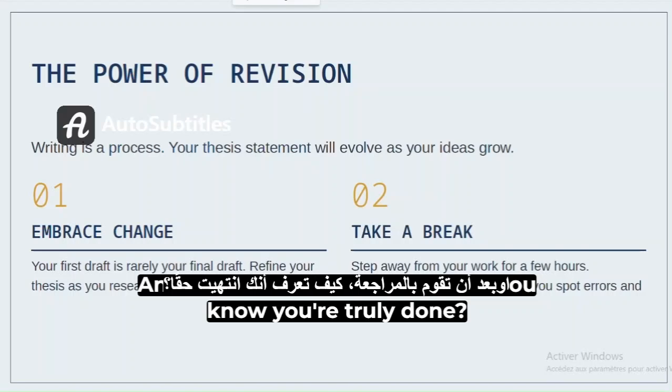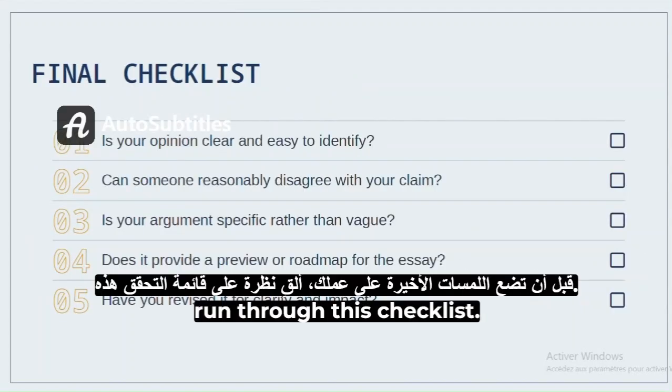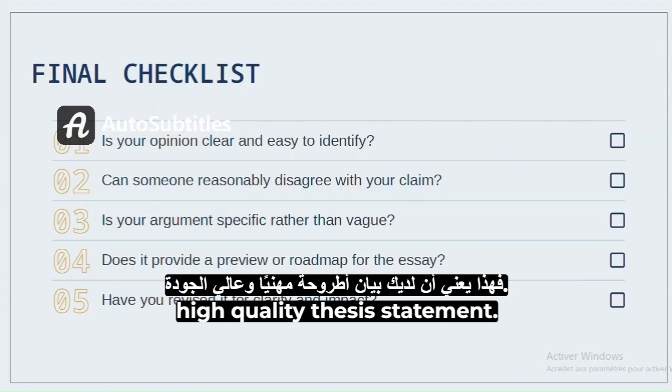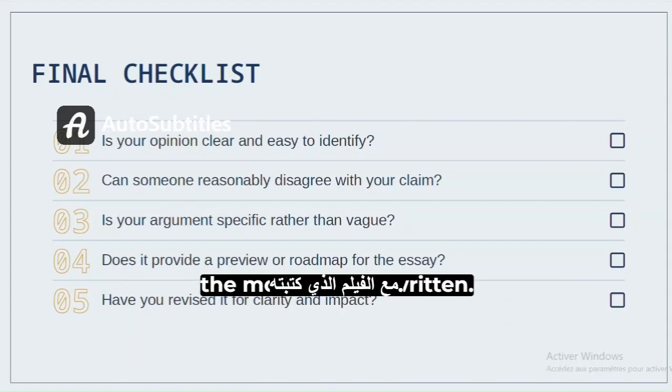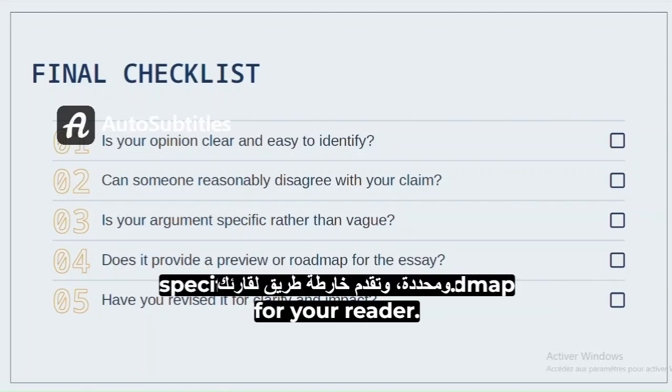And once you've revised, how do you know you're truly done? Before you finalize your work, run through this checklist. If you can answer yes to all these questions, you have a professional, high-quality thesis statement. This is the moment where you ensure your trailer perfectly matches the movie you've written. It's about making sure your argument is clear, debatable, specific, and provides a roadmap for your reader.